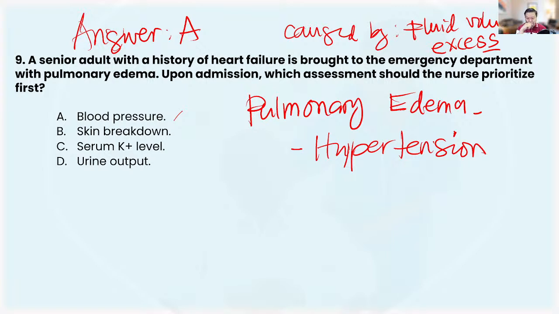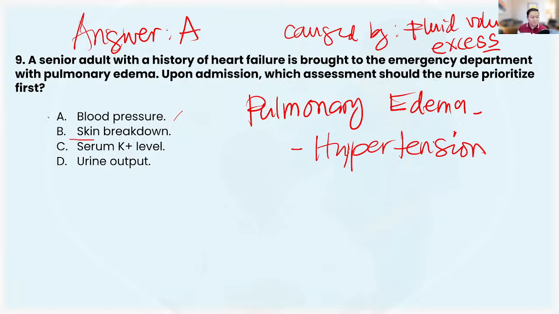Okay? Now, if we're going to select letter B, skin breakdown, is this going to be a priority at this point? No. We're going to have to assess that further as soon as we have dealt with the most priority assessment, which is the blood pressure. Okay? But again, it's not immediate.